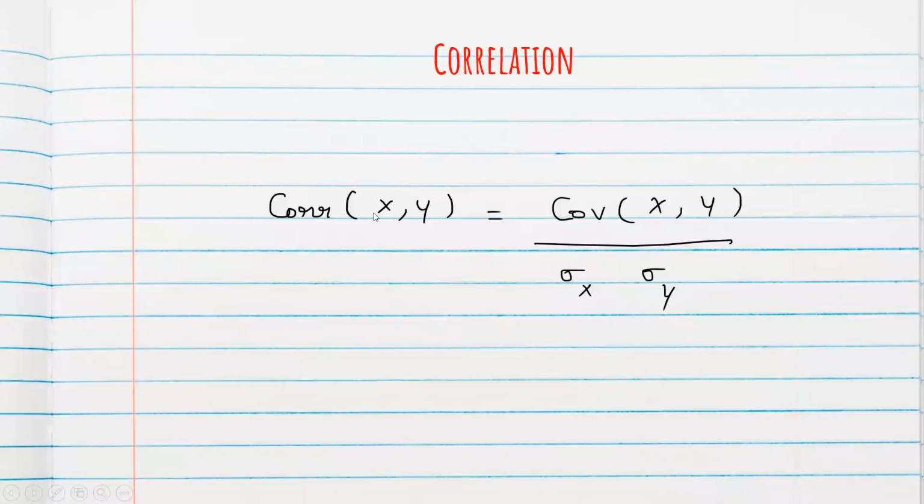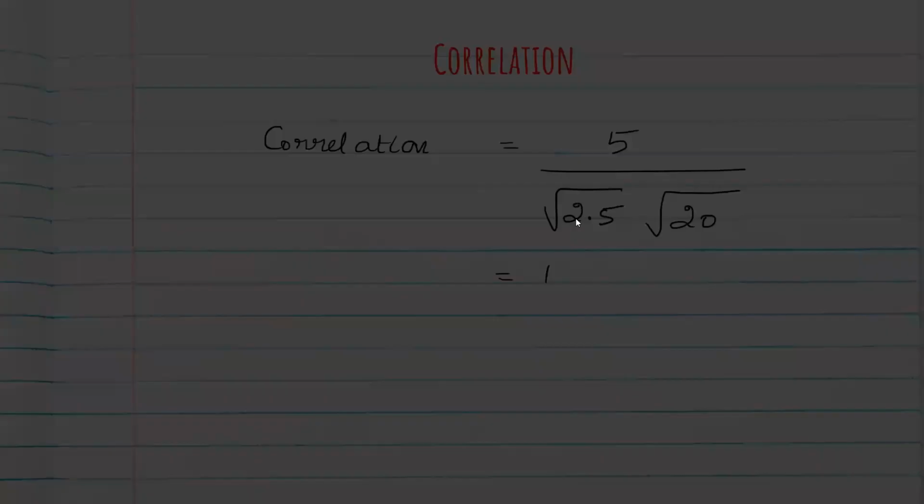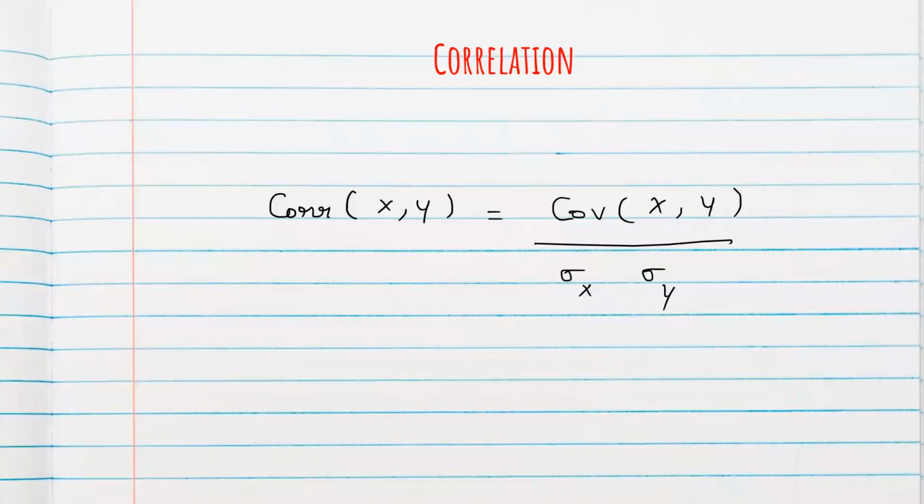Right? So how do we find correlation? Covariance of x comma y divided by standard deviation of x into standard deviation of y. So let us now calculate this correlation. We got covariance as 5 if you take it as population, and say you take the population standard deviation for 1, 2, 3, 4, 5.